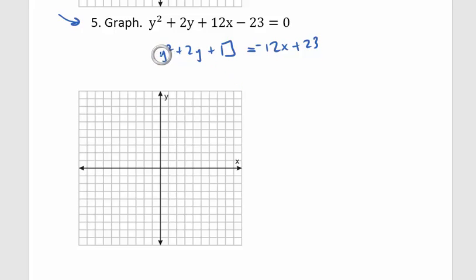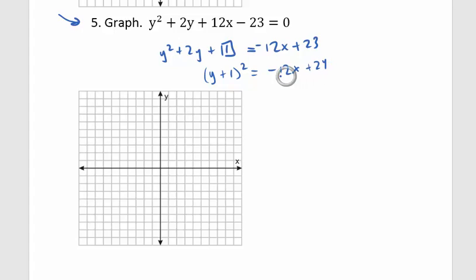Now let's figure out what value I need here to make this a perfect square. Well, leading coefficient of 1, so my c term is going to be 1/2 of b, squared. Well, 1/2 of 2 is 1. If I square it, it's going to be 1. So this is going to be y plus 1 squared. Now notice I increased the left side by 1 when I added that value there, so I better increase the right side by 1 as well. So I have negative 12x plus now 24.